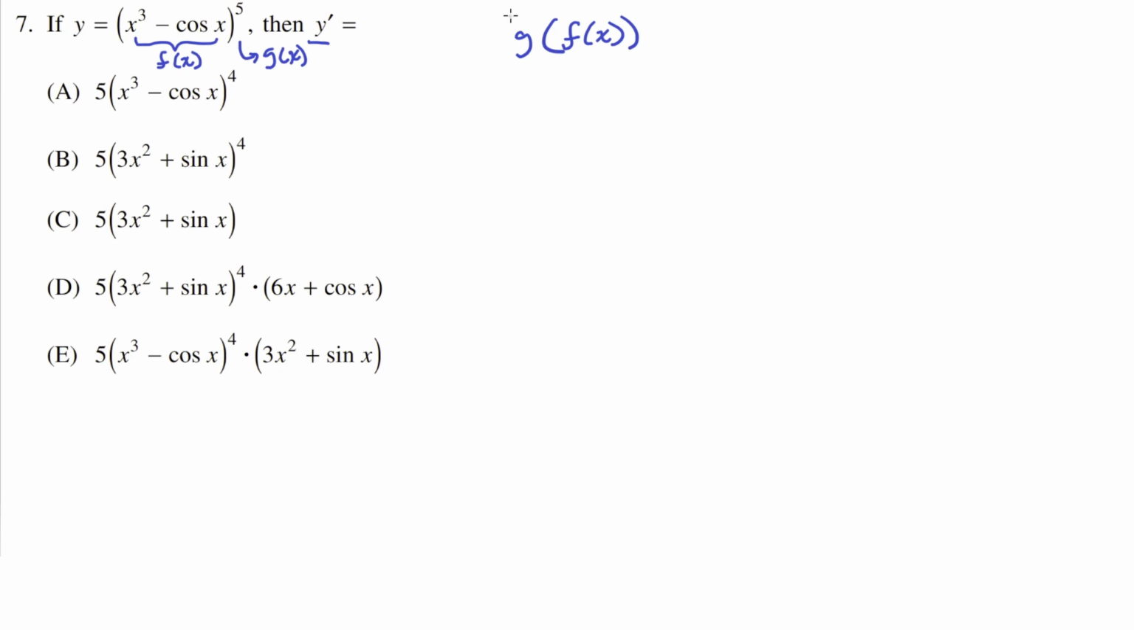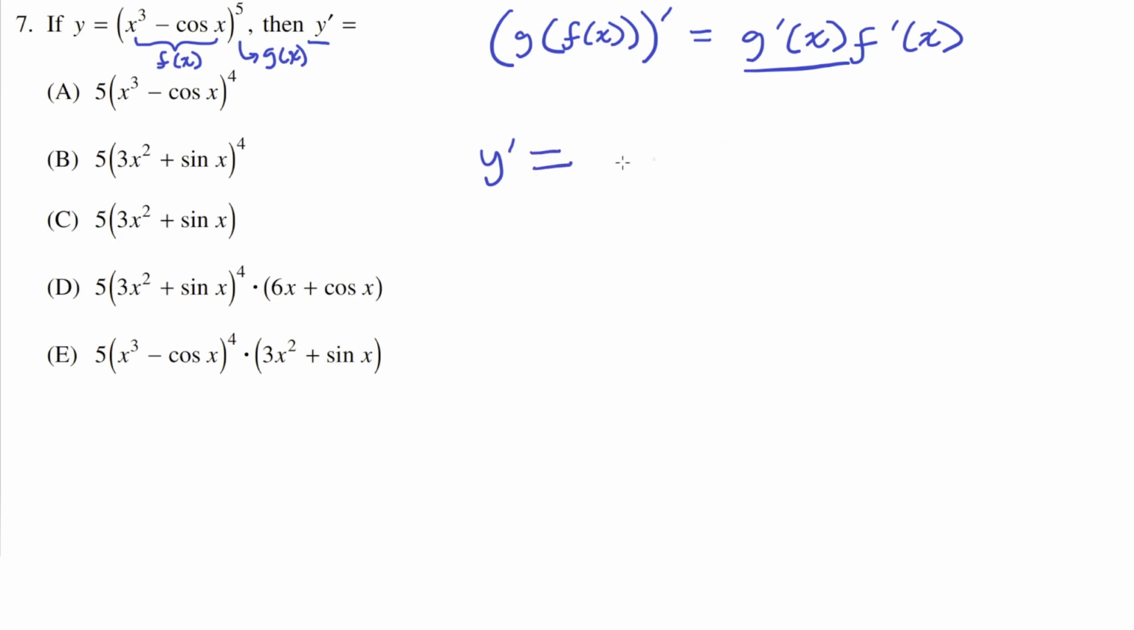And in order to take the derivative of a composite function, we take the derivative of g of x and multiply it with the derivative of f of x. And in this case, f of x is the x cubed minus cosine x on the inside, and the g of x that we're applying is we're raising f of x to the fifth power. So the first thing we should do is take the derivative of g of x.